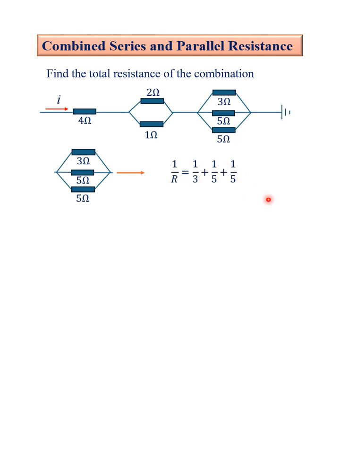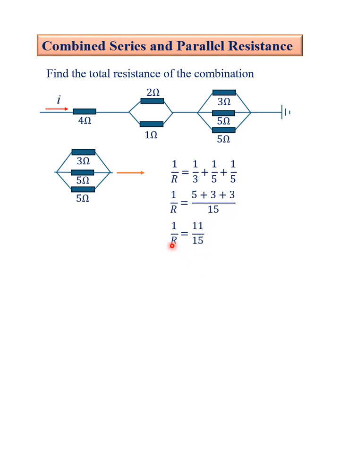We are just going to take the LCM here. The LCM of 3, 5, 5 is 15. So 1 over R is equal to, with LCM 15: 15 divided by 3 is 5, 5 times 1 gives us 5. 15 divided by 5 is 3, 3 times 1 gives us 3. 15 divided by 5 is 3, 3 times 1 gives us 3. So if we resolve this further, we have that 1 over R is equal to 5 plus 3 is 8, plus 3 is 11, all over 15.